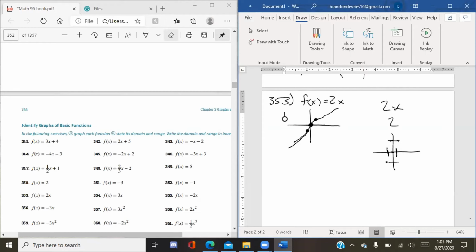Okay, makes sense. But I guess that'd still be a straight line, not curved like I have it, huh? Yeah, but it's fine.